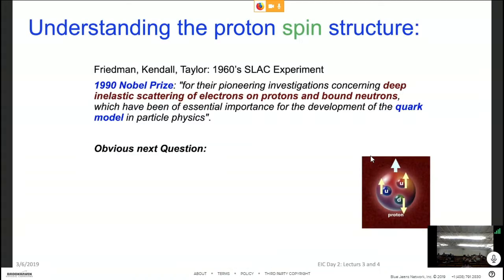So remember, we are in the 1960s again. We had just discovered the quark structure. And then the obvious question was, can we then explain the spin of the quarks as well? And this is what the simple picture was at that time.